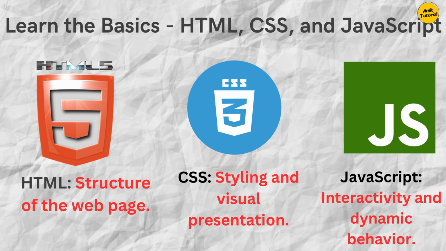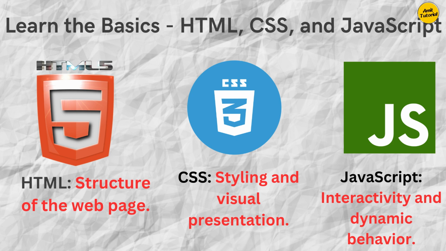CSS, cascading style sheets, is all about styling. It adds the colors, fonts, and layout to make your web pages visually appealing. JavaScript, often referred to as the language of interactivity, adds behavior to your website. It makes your website dynamic and responsive to user actions.